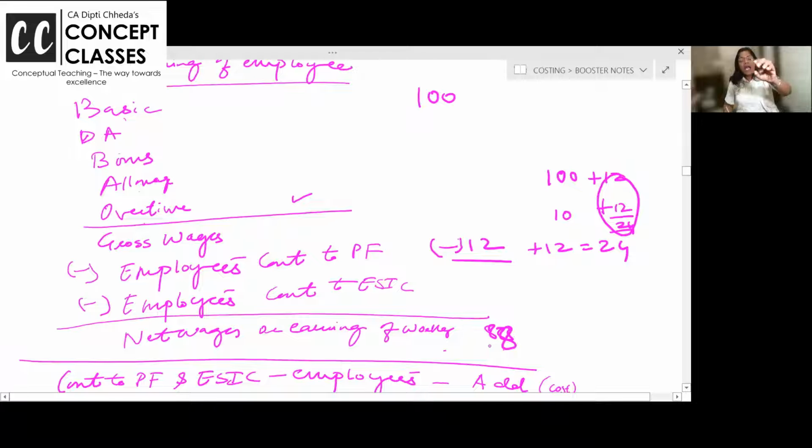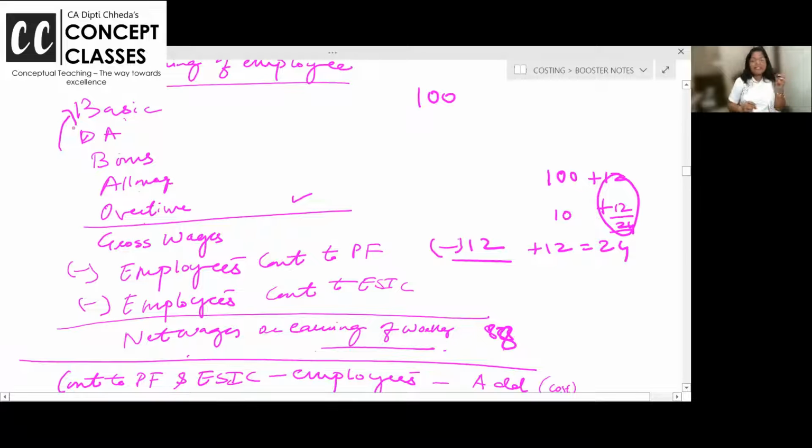Out of 100, your 12 rupees will also go to PF. My employer's contribution and your contribution. And then 88 rupees will go to your net wages or the earning of the work. Isn't it so simple? And then they give you this for 2 workers. So be careful, number of workers.